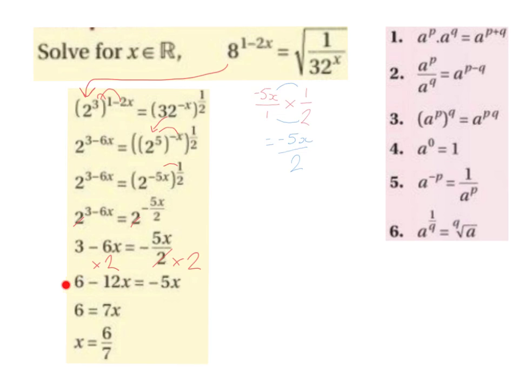Now I have a linear equation where I have x's on both sides. So I'm going to bring all the x's together. So I'm going to bring this minus 12x over the equal sign, and it becomes plus 12x. And plus 12x minus 5x is going to give me 7x. So I'm going to still have the 6 on the left-hand side equals 7x. And then to get the x on its own, I need to get rid of this 7. So I need to divide both sides by 7. So I'm going to end up with x is equal to 6 over 7.